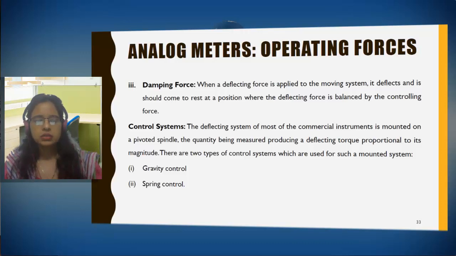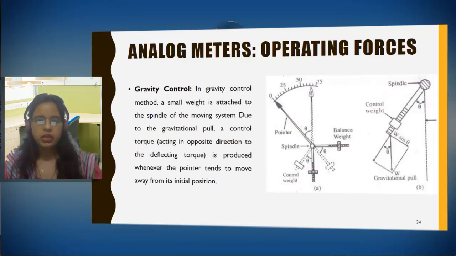The controlling force is provided by the control system. Now there are two types of control systems which are used in analog meters. What are those? Gravity control and spring control. Two types of control systems are there, gravity control and spring control. One by one I will discuss gravity and spring control.